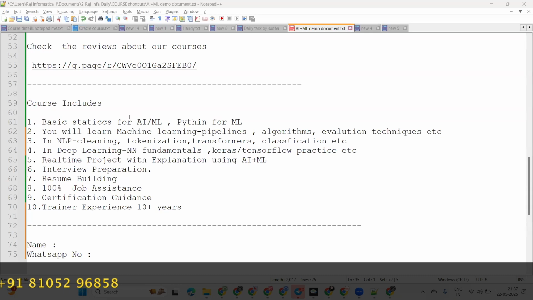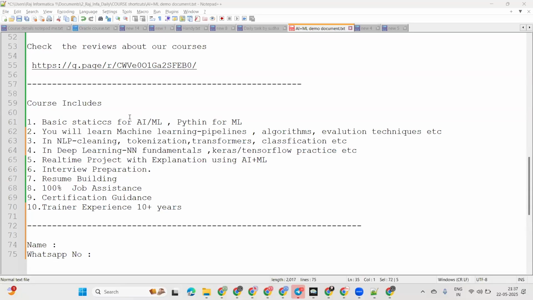And coming to the job assistance, we will be providing you the resumes, interview preparation, and we will provide you the 200% job assistance as well. No need to worry about that. If you can just give your consistency for 2 months, that is more than enough to get good knowledge and to get the job as well.